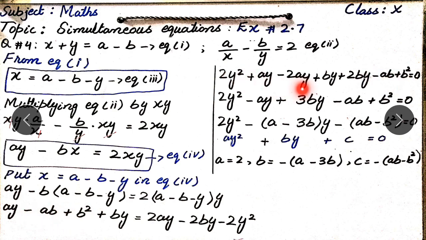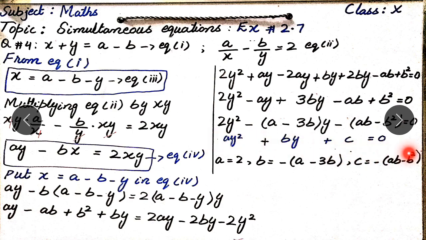So you can see here that 2ay and ay are similar terms, so minus 2ay plus ay will result in minus ay, and 2by plus 1by will be 3by. Then minus ab plus b square are brought down as it is. Okay, here we can see that this is the quadratic term and this is the linear term. Here we can take y common and a minus 3b is left, and here we can take minus common, so this will be the constant term.